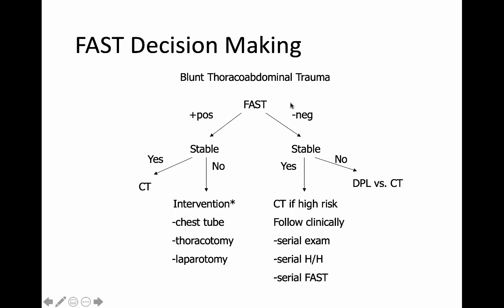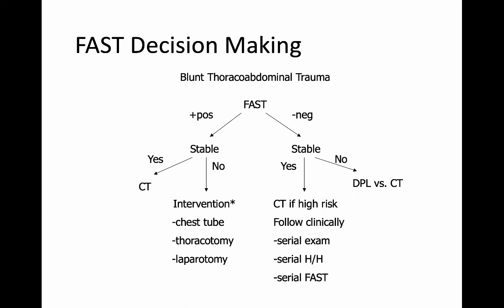If they're stable with a negative FAST exam, then you can use the rest of the clinical picture to decide, do I need a CT or not? If they're high risk, they've got abdominal bruising, a lot of abdominal tenderness, base deficit on their blood gas, something like that, then you're probably going to CT that patient. But if they don't have a lot of high risk findings, then that may be a patient who's a candidate for serial exams, serial H&H, serial FAST, and maybe we can be a little bit more selective with our CT scans and cut down on some of the radiation and low diagnostic yield on low risk stable trauma patients.